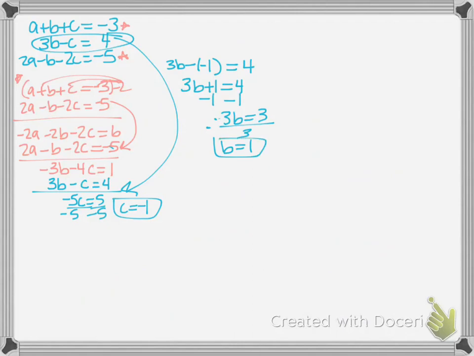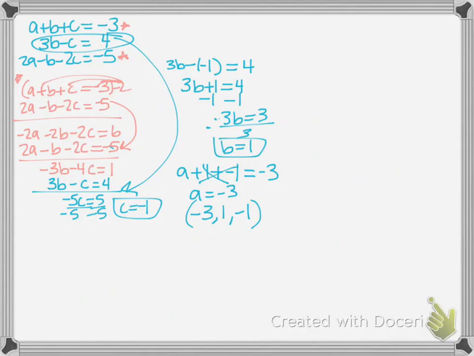I need to plug those into one of the three-variable equations. So my a plus b plus c is going to be pretty easy because I'll get a plus my b, which is 1, plus my c, which is negative 1, and it equals negative 3. 1 plus negative 1 cancels. So a equals negative 3. So my answer is a, b, c.